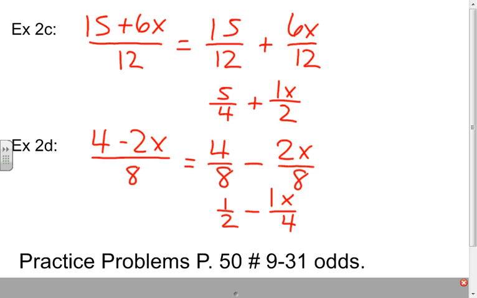It's the end of the first part of the lesson. Practice problems, page 50, numbered 9 through 31 odd. We'll come back for part B.